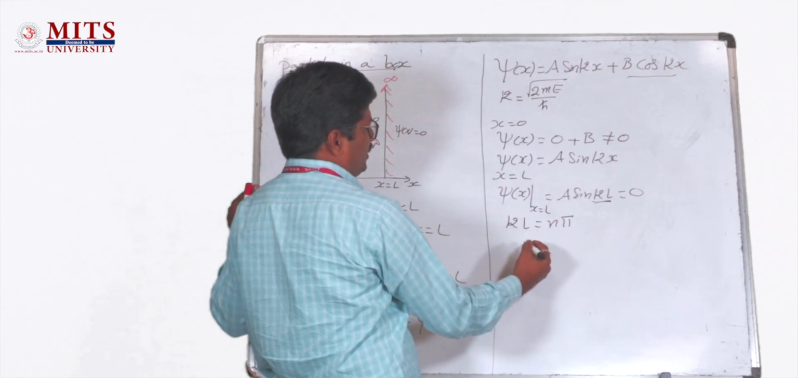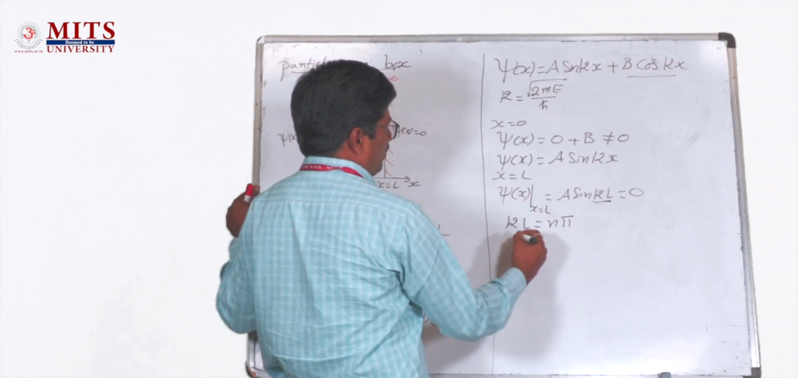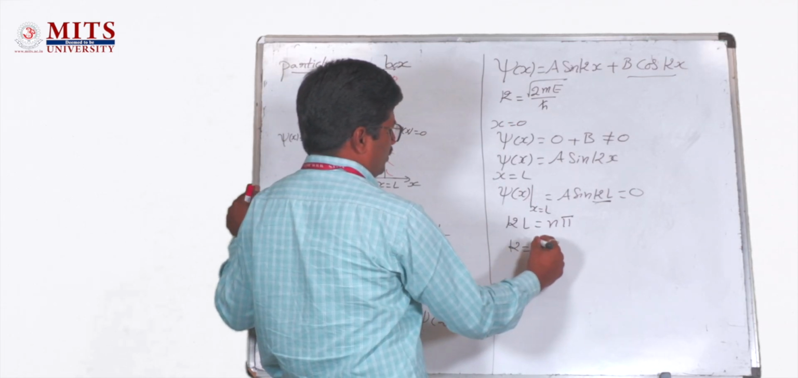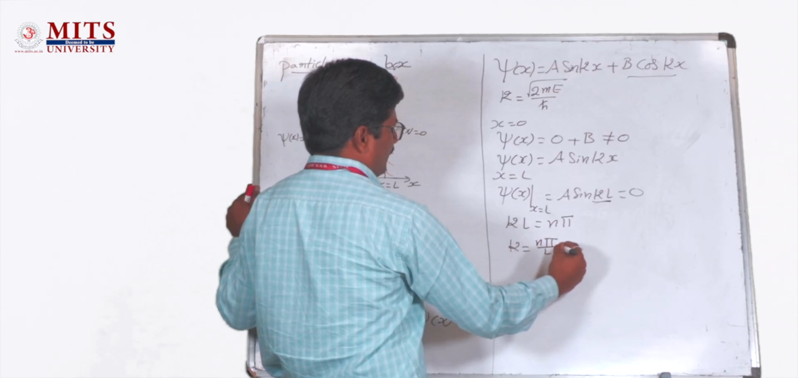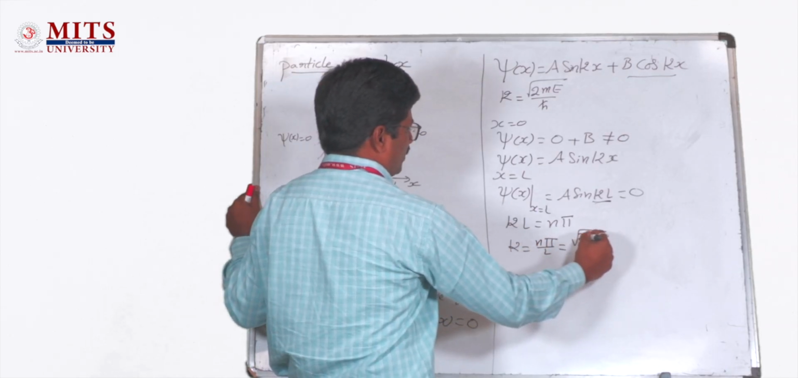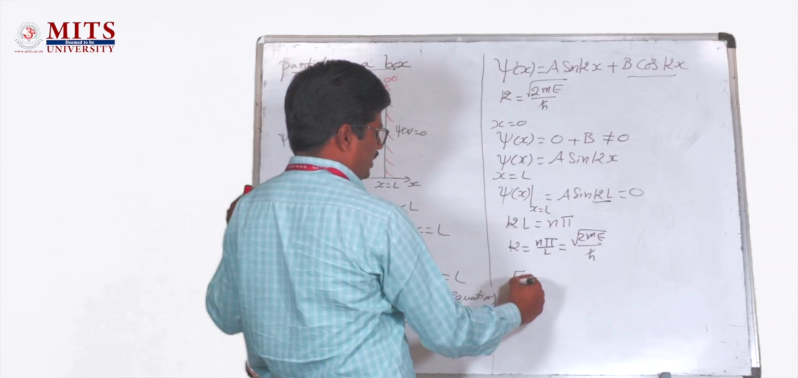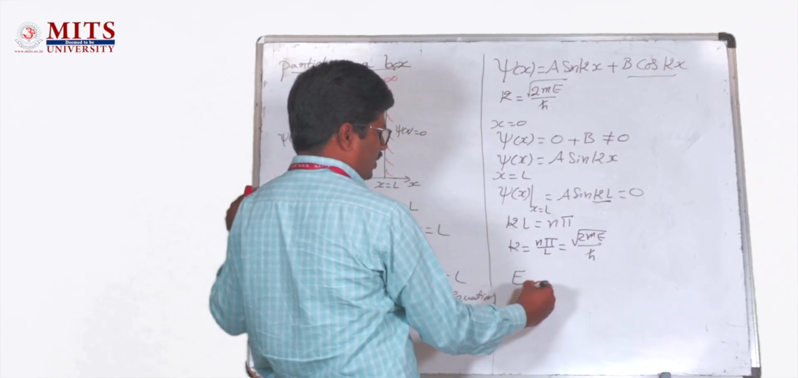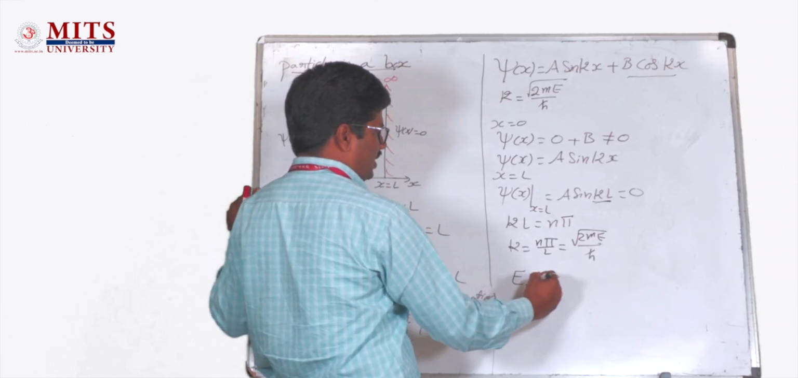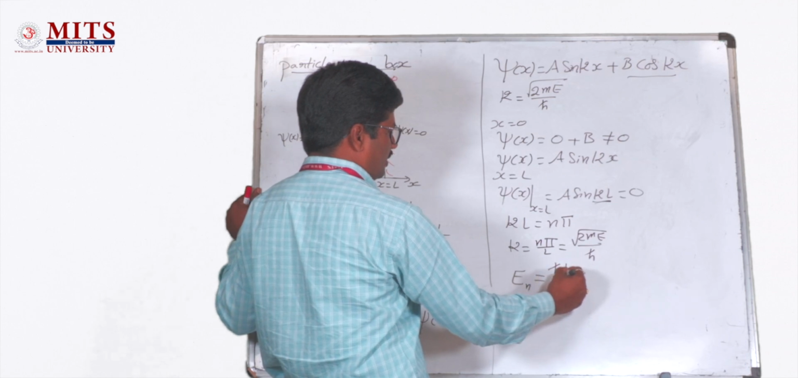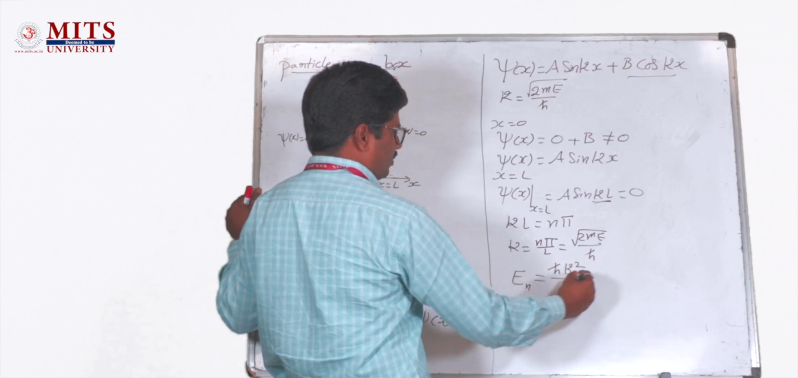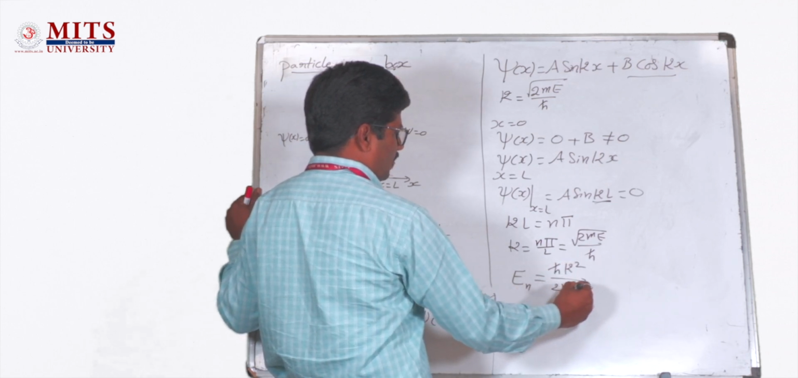Now, kappa is equal to n pi by L, and kappa is equal to square root of 2mE by h cut. From this, if you write the energy for n values, En is equal to h cut square kappa square by 2m, which gives n square pi square h cut square by 2m L square.